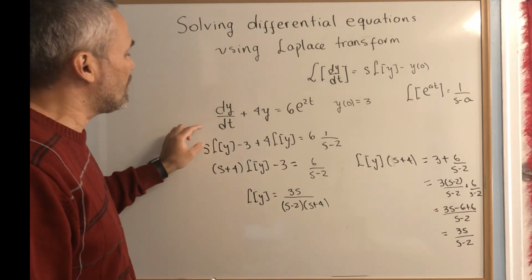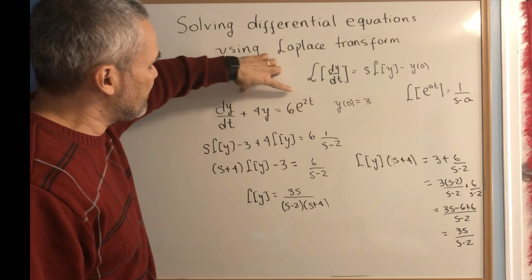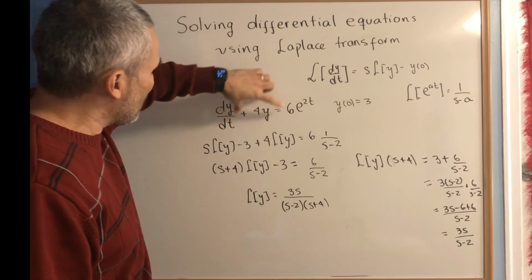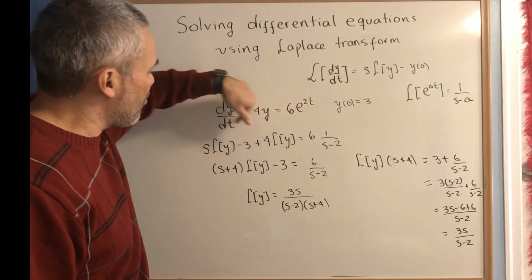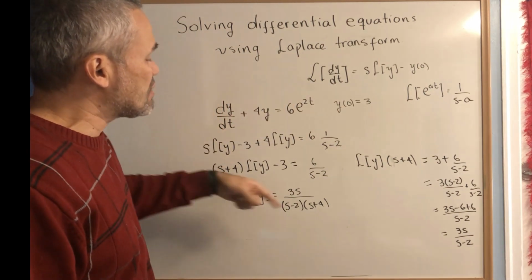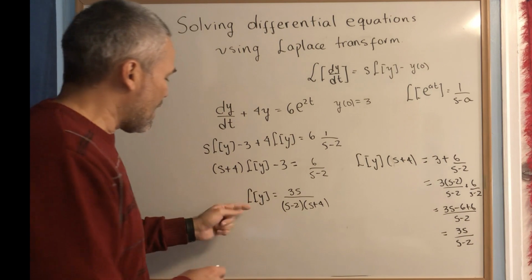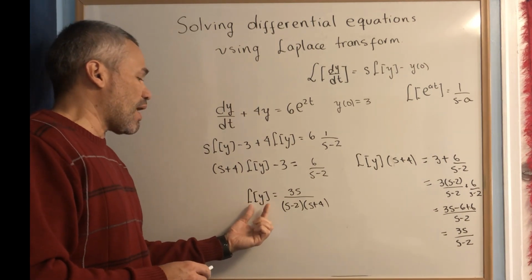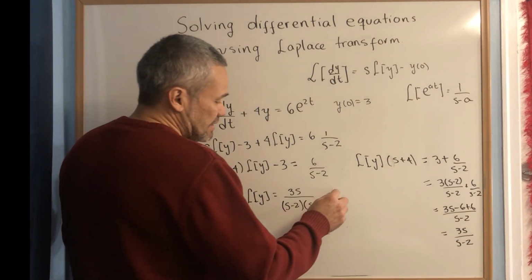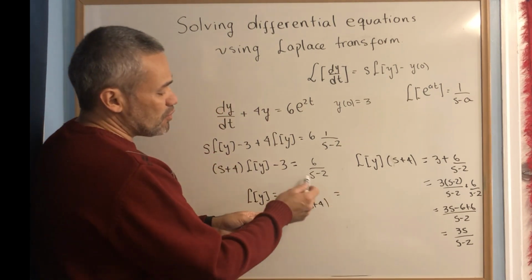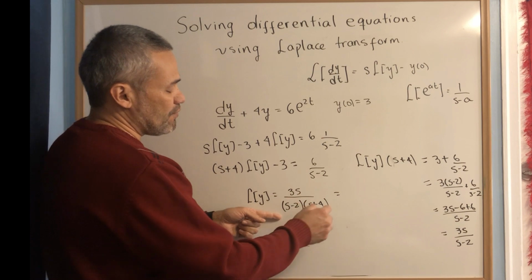This is usually what is going to happen. We have a differential equation in terms of t. We apply the Laplace transform on both sides of the equation. Then we solve for the Laplace transform of y, and we end up with the Laplace transform of y equal to an expression in terms of s. And essentially what we need to do is compute the inverse Laplace transform of this.